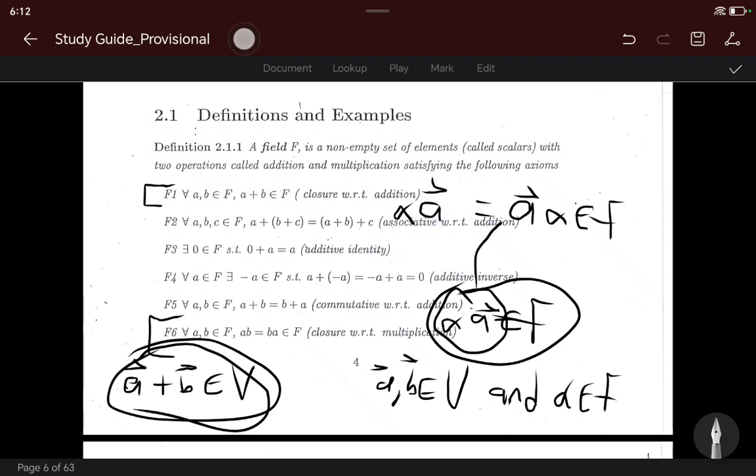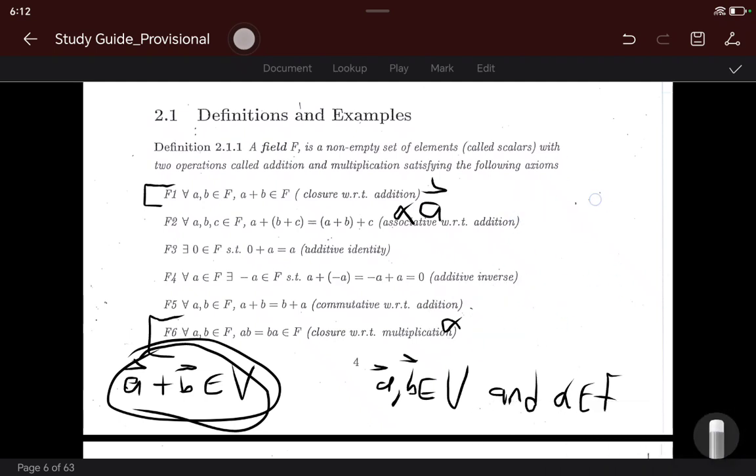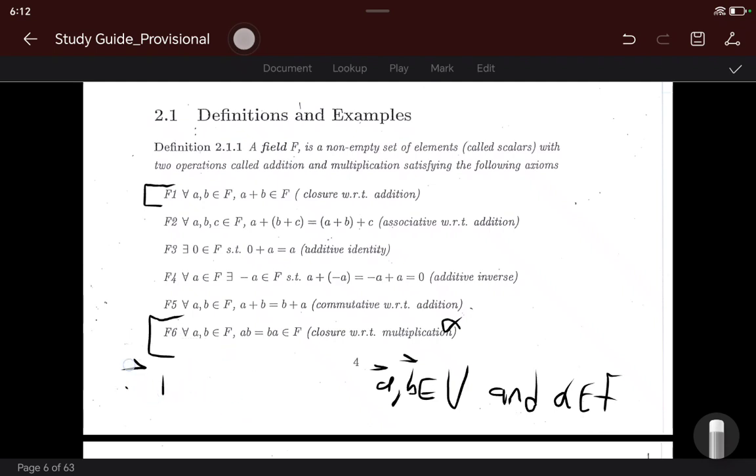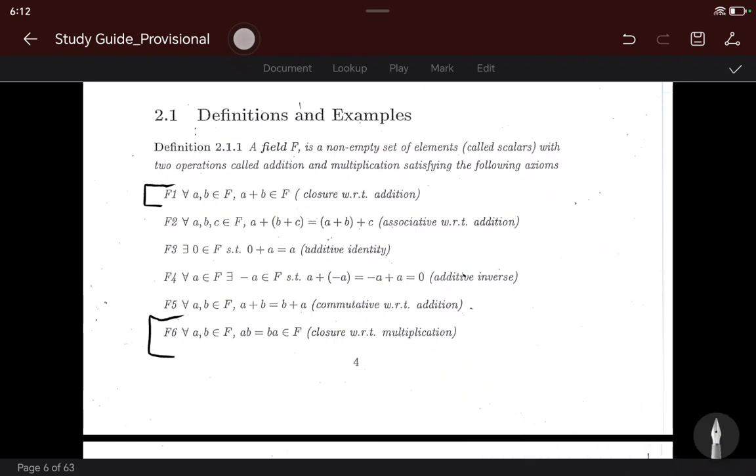So the first thing we can focus on is the closure of both properties. We can look at them individually. First, as I said, we look at the closure. Next, after looking at the closure, we look at the additive inverse.